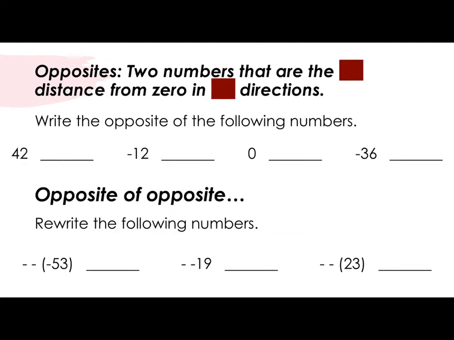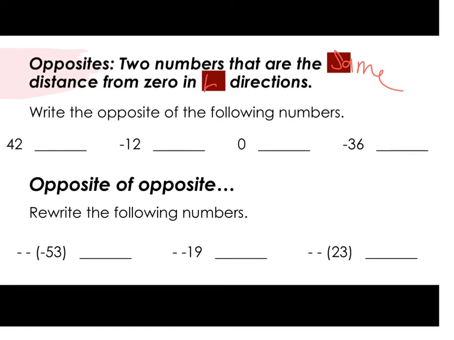So opposites are two numbers that are the same distance from 0 in both directions. Okay, so they're the same number away. So the opposite of 42 is negative 42. The opposite of negative 12 is positive 12. The opposite of 0 is still just going to stay 0. The opposite of negative 36 is positive 36. So those negative signs can also be opposite signs.